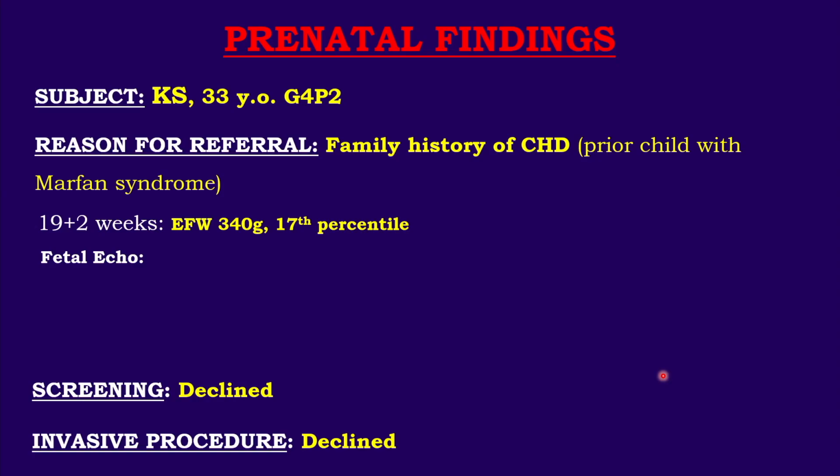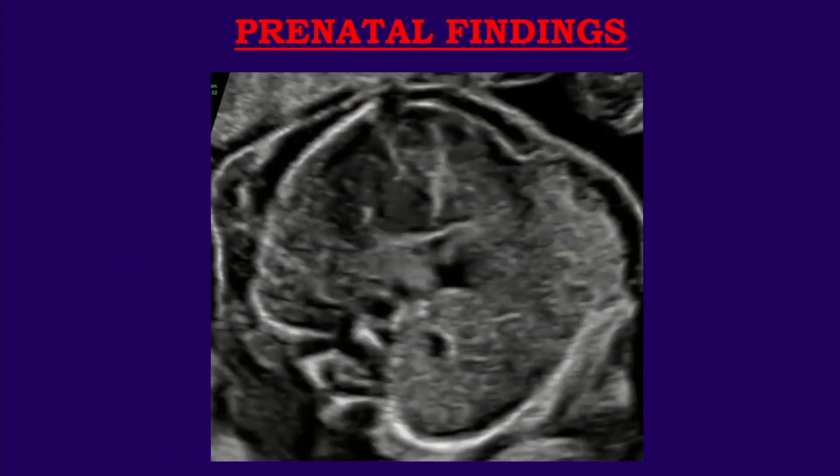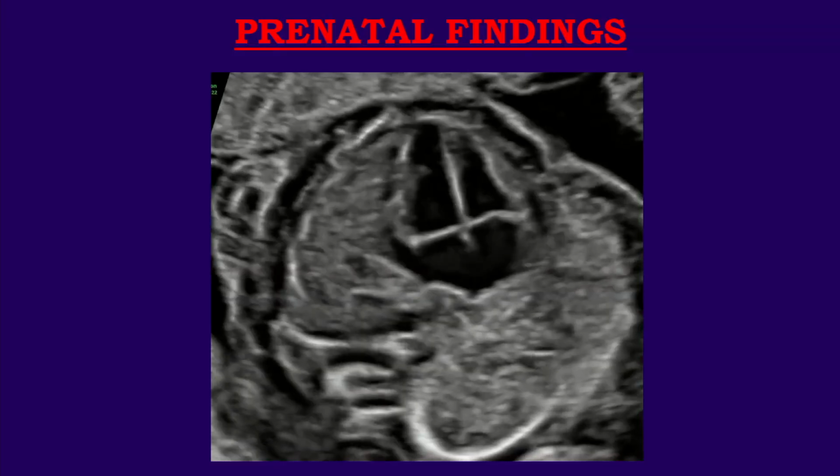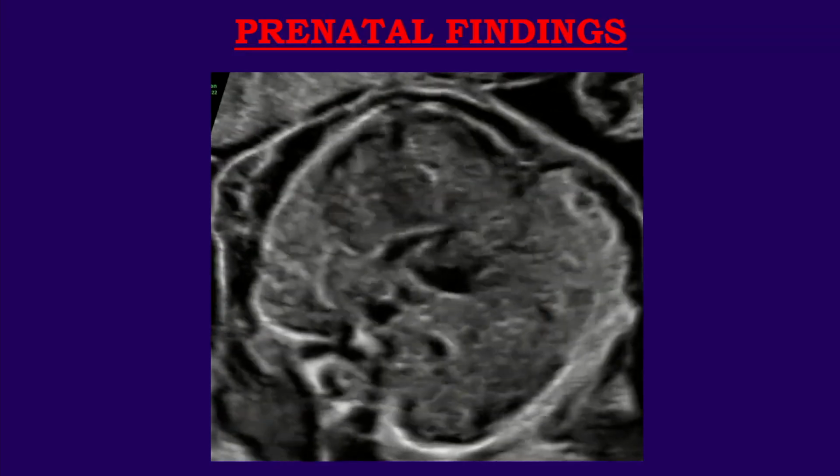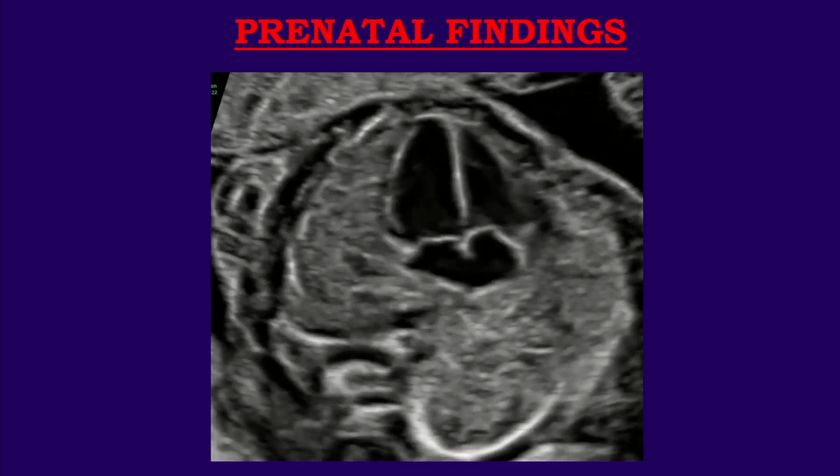So this patient was referred for their fetal echocardiogram and genetic counseling because of the family history of congenital heart disease. Prior child was born with Marfan syndrome. As you know, most of the time we cannot see much on the Marfan syndrome babies in utero. But we followed the protocol and we're doing the assessment of the heart according to the traditional echo standards. So this is the 4-chamber view.